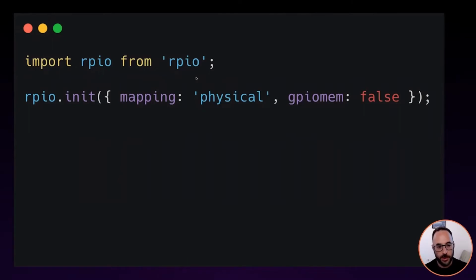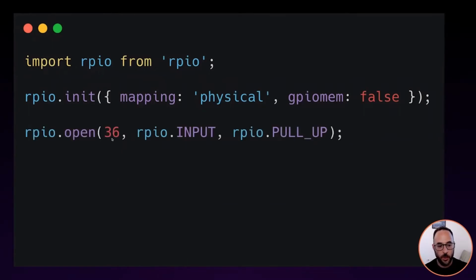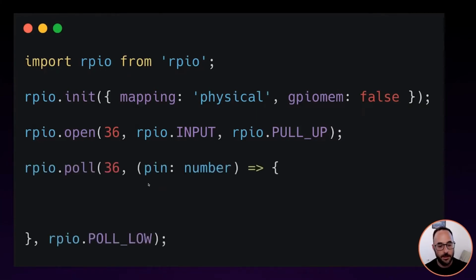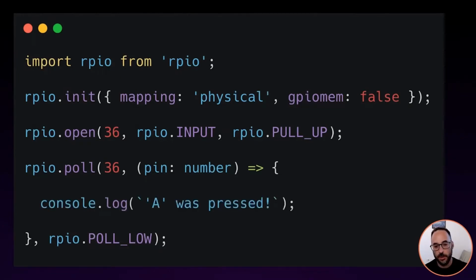First, you would import it, initialize it. You would tell it which pin on the Pi you're listening on and using as an input pin where the signal needs to be received. And you register with the poll method a callback that you want to have called whenever a signal comes in on that pin. And within that, you can do whatever you want. If we're just demoing it, let's say console log that the A button was pressed.